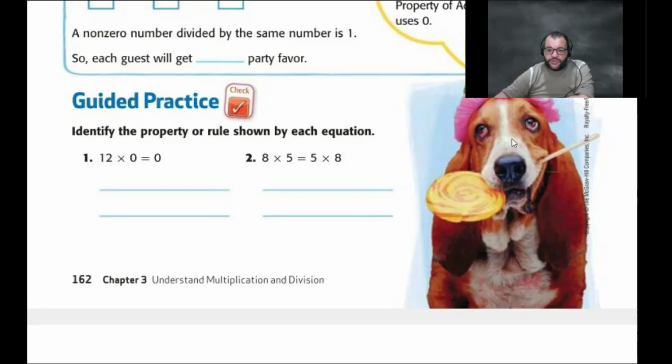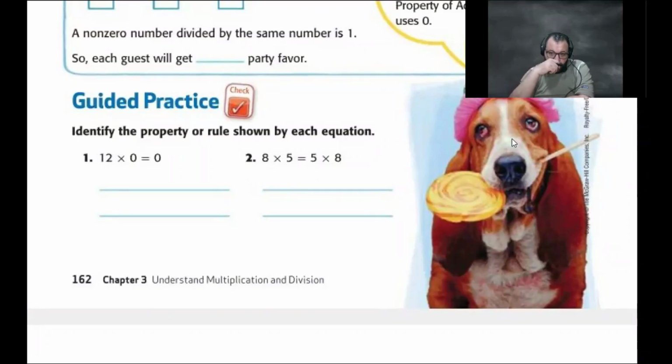Ali Osman, what's your question? Yes, teacher. I'm getting confused by what it says. Do you have to identify the property, or do you have to do both? Do you have to identify the property and also show the equation? Which one?